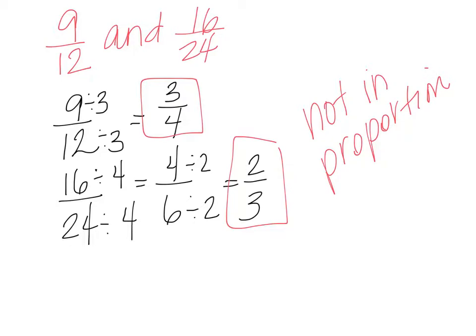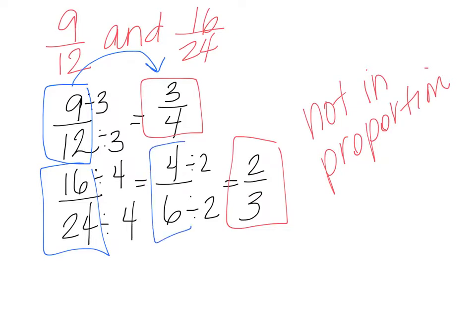Can you find a proportion in here, though? What is proportionate to 9 over 12? Well, 3/4 is. So 9/12 and 3/4 are in proportion. What fraction is proportionate to 16 over 24? Well, you can say 4/6 and 2/3. So while those two are not proportionate, they do have ones in here that we found.